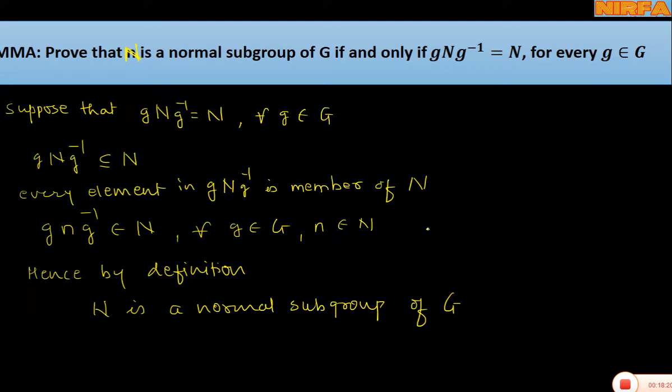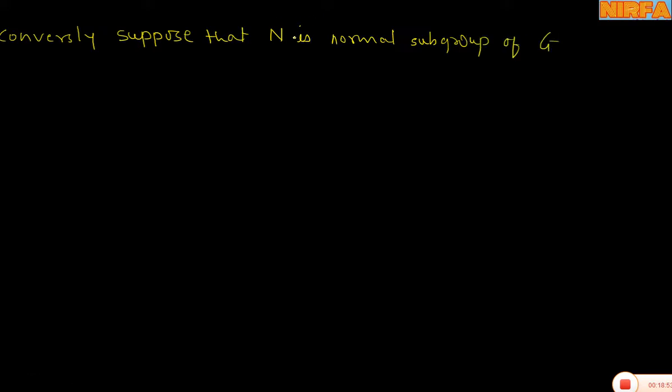Now we'll prove the converse part. So now we will suppose N is a normal subgroup of G, and we have to show that g N g inverse is equal to N. So now conversely, suppose that N is a normal subgroup of G. Once we suppose that N is a normal subgroup of G, according to the definition of normal subgroups, g n g inverse belongs to N for all g belongs to G and small n belongs to N. This is from the definition of normal subgroups. All right.